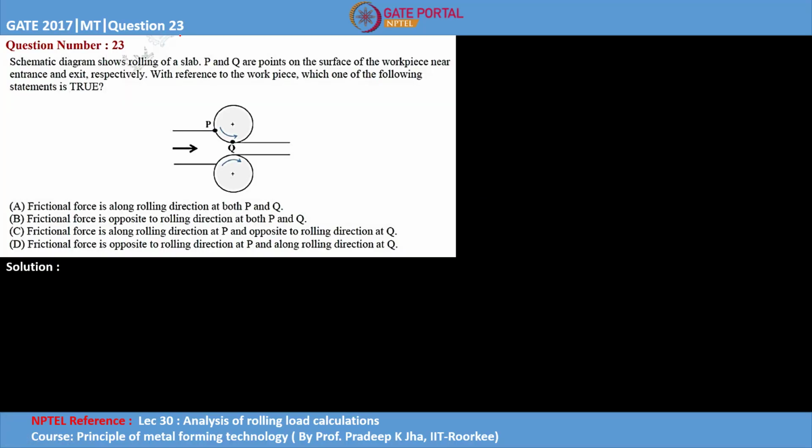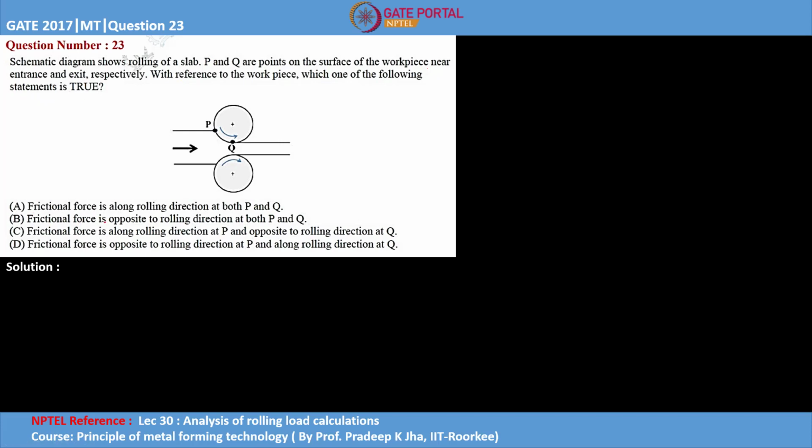This is question number 23 of GATE 2017 Metallurgical Engineering. Schematic diagram shows rolling of a slab. P and Q are points on the surface of the workpiece near entrance and exit, respectively. With reference to the workpiece, which one of the following statements is true?